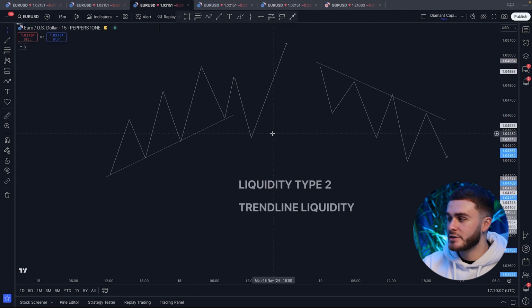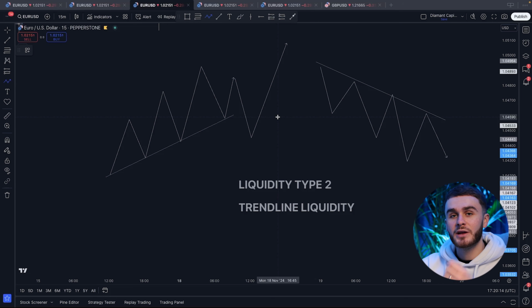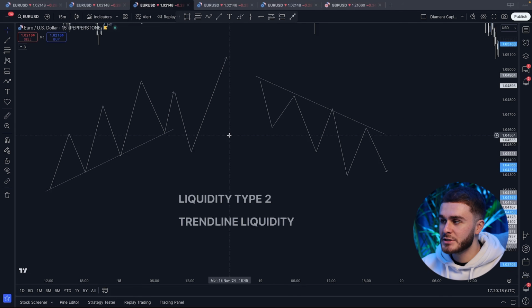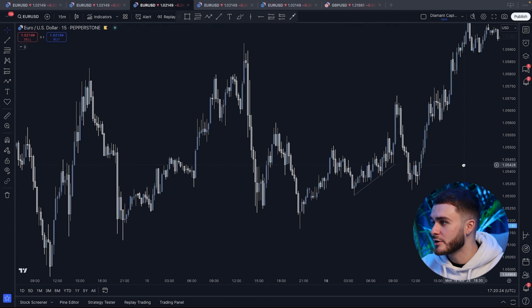A lot of breakout traders might think, all right, perfect, we're going to be sweeping that over here, pulling back and then dropping down. But no, when it comes to trendline liquidity, you're basically taking the opposite direction. This happens both to the upside and also to the downside. And I've got one quick example to show you guys straight over here.